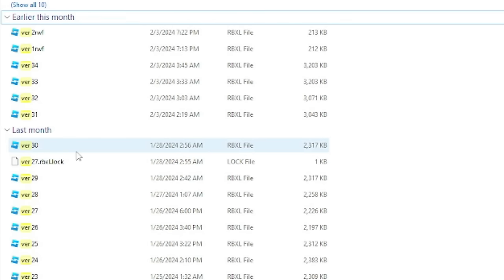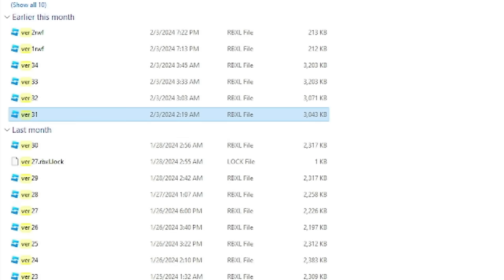Anyway, after everyone came back from the short break, development started to pick back up slowly. So as you can see, version 30 was saved on January 28th, whereas version 31 was saved on February 3rd. Let's go ahead and see what version 31 has in store.